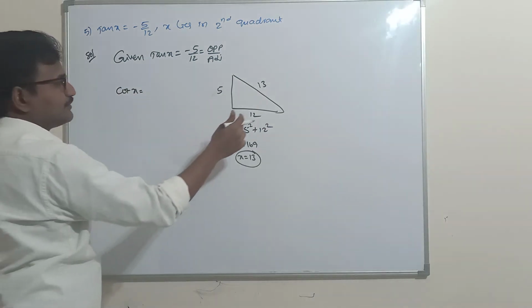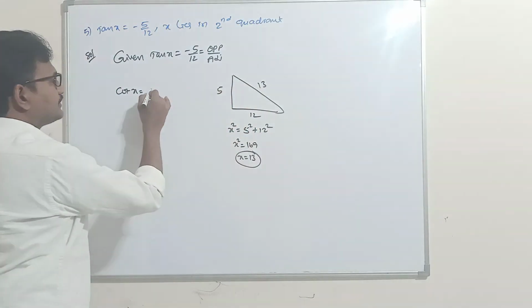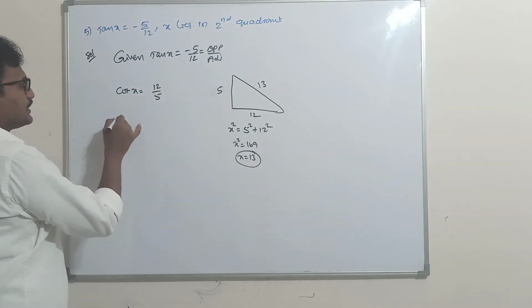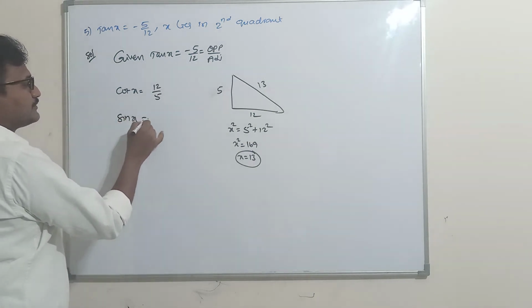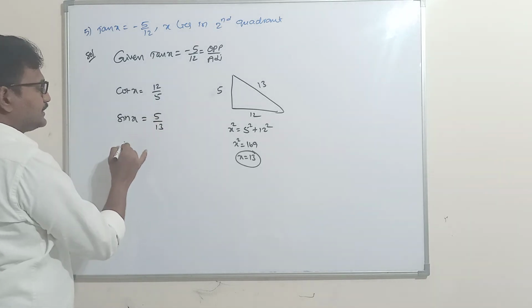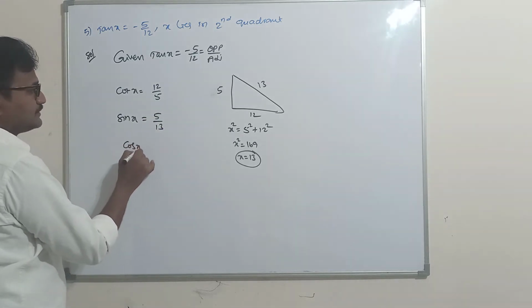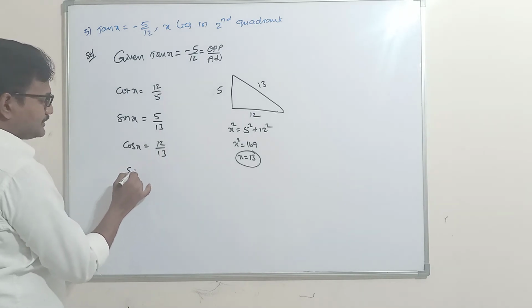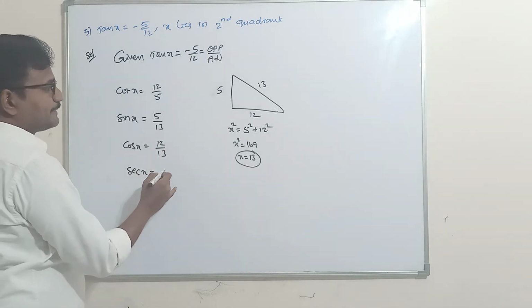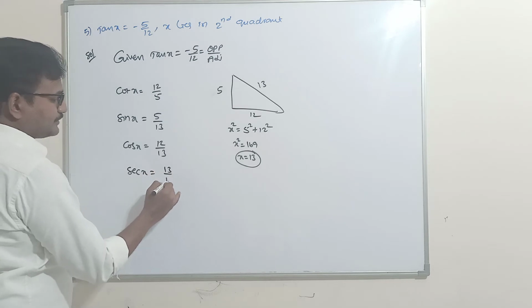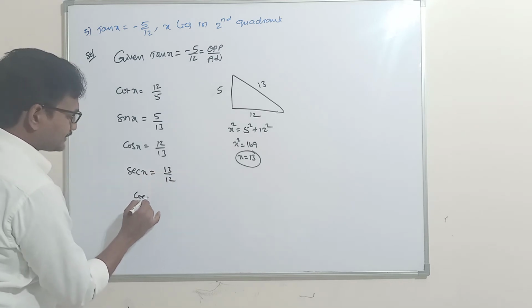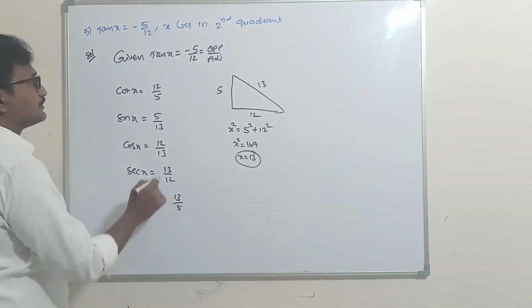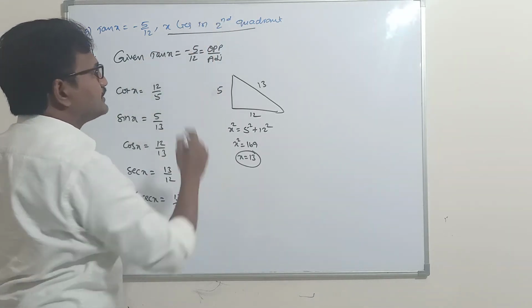So then cot x is how much? Cot x is equal to 12/5. Next, sin x is 5/13. Cos x is 12/13. Next, secant x is 13/12 and cosecant x is 13/5.